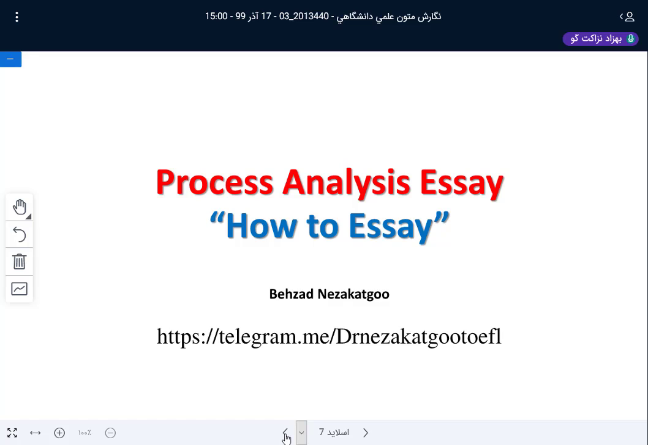So actually, there are two broad categories for process analysis types of essay or compositions. Some of them are directive process analysis, and the others are informative process analysis. So, do you have any idea about these two types? What is the difference between directive process analysis or informative?